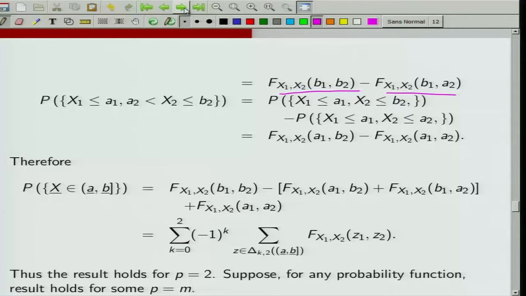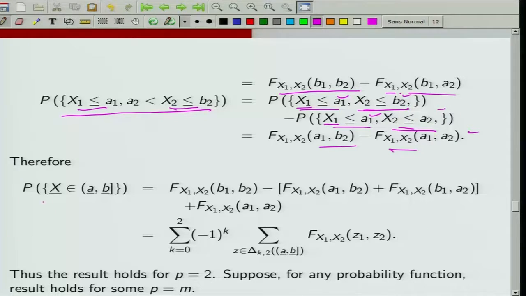Now, let us look at the second term, which is probability X1 less than or equal to a1, X2 greater than a2 and less than or equal to b2. So, I keep X1 less than or equal to a1 fixed. Then this is same as X1 less than or equal to a1, X2 less than or equal to b2, minus X1 less than or equal to a1, X2 less than or equal to a2, which is same as F_{X1,X2} at the point (a1, b2), minus F_{X1,X2} at the point (a1, a2).